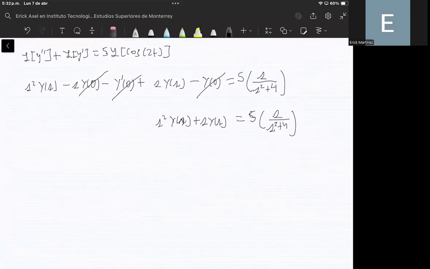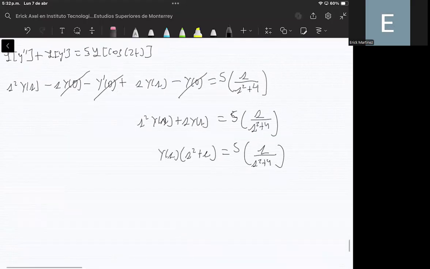So what else can we do? Well, we can solve the equation for Y(s), that is (s squared plus s) Y(s). And this is equal to 5 times s divided by s squared plus 4. If we solve for Y(s), we obtain the following. We have 5 times s divided by s squared plus 4, and you need to divide all this by s squared plus s.